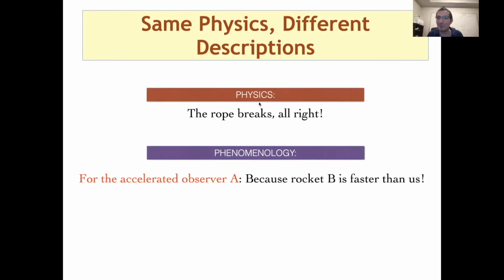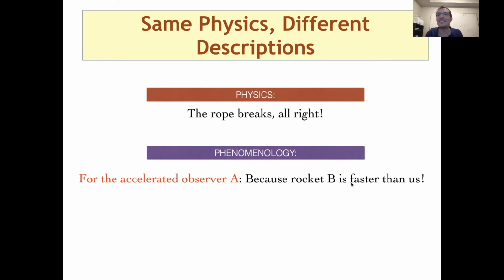It cannot depend on the observer, because you can ask later, can I use the rope you just used? And then the answer cannot be, well, it depends. If you ask me, no. If you ask this person, yes. No. The rope either breaks or not. And it does break. From the point of view of the accelerated observer, B is just faster than us. They're accelerating faster. If you compute the acceleration of that rocket as seen by you, it is larger than your proper acceleration, and also larger than the proper acceleration of the rocket, and therefore the rope would break.